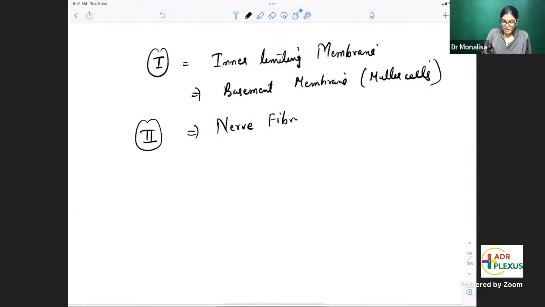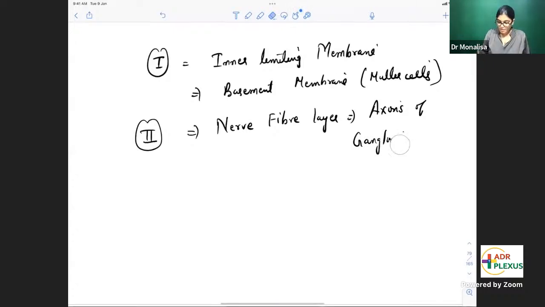This nerve fiber layer is formed by the axons of ganglionic cell bodies, axons of ganglionic cells.